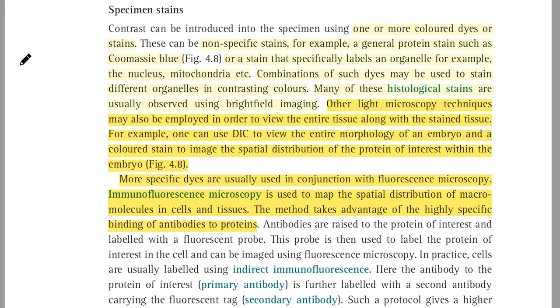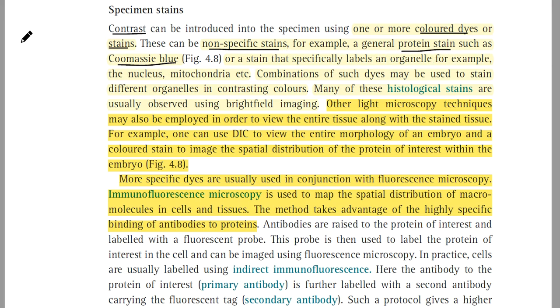So see, what happens? The specimens which we use are colorless. To observe the different contents of a cell, what do we need to do? Sometimes we need to stain the different components of the cell with different colors. Isn't it very interesting, guys? The contrast can be introduced into the specimen by using colored dyes or stains. The stains can be non-specific stains, for example a general protein stain such as Coomassie blue.